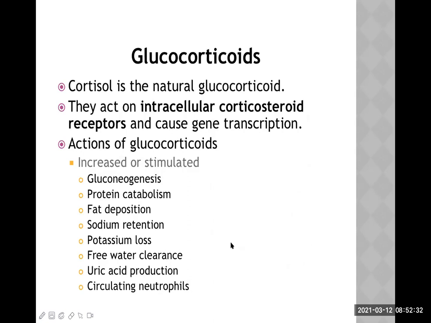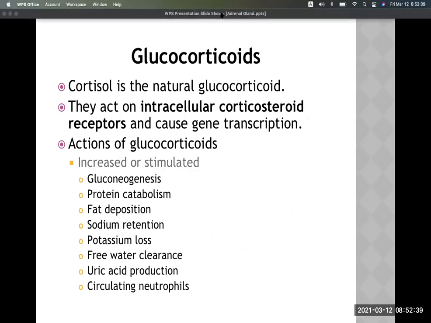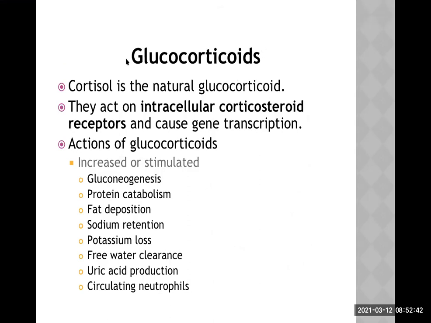Now, what are the actions or functions of glucocorticoids like cortisol? So let's discuss that before we enter into the medical aspect. Cortisol is the naturally occurring glucocorticoid. It's the most important glucocorticoid which is secreted by the adrenal gland. They act on intracellular corticosteroid receptor. Now, where are these receptors present inside the cell? Where exactly?